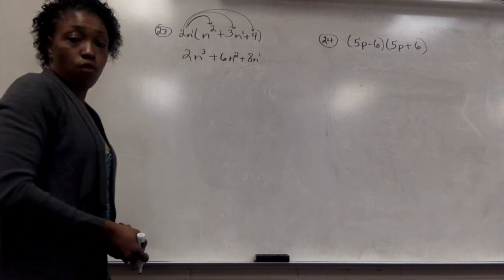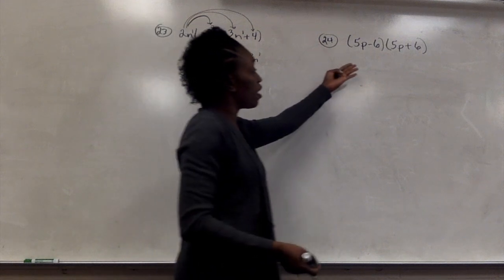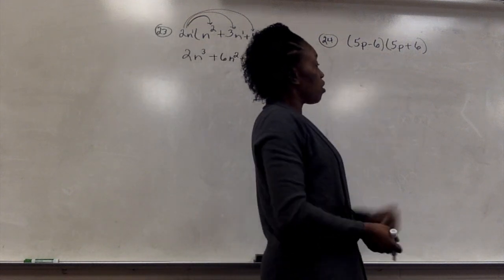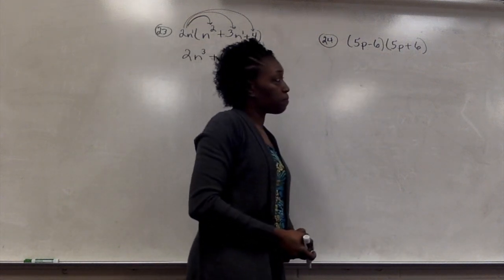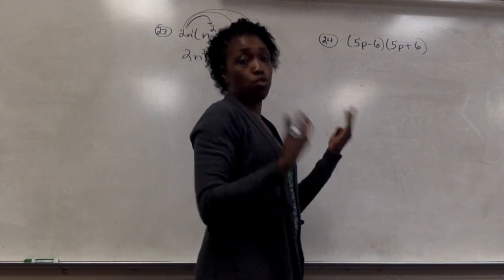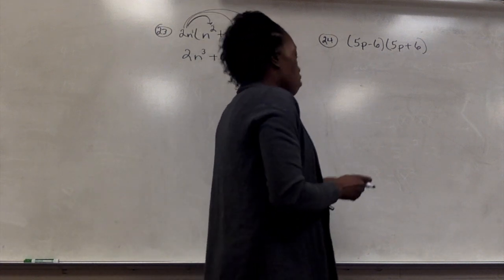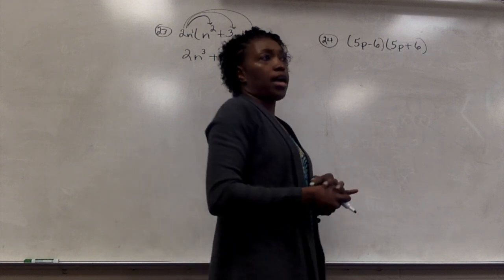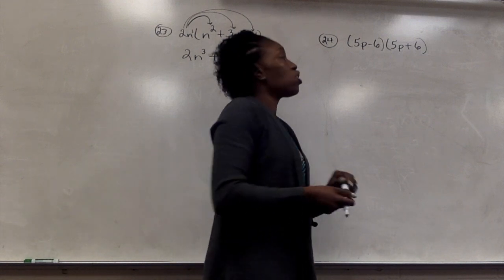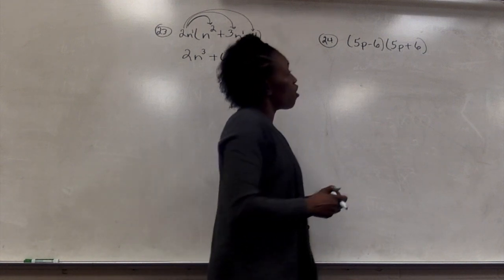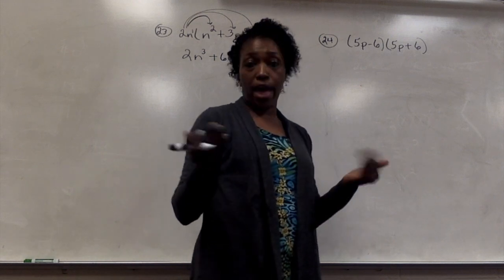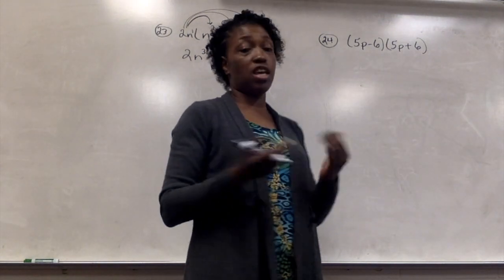Let's look at 24. We're going to simplify this product also. We are multiplying, and we're multiplying 2 binomials. Now, what you want to do when you're multiplying binomials, you want to look to see if there are some things, if you see a pattern or some things that are going to make it easier for you.